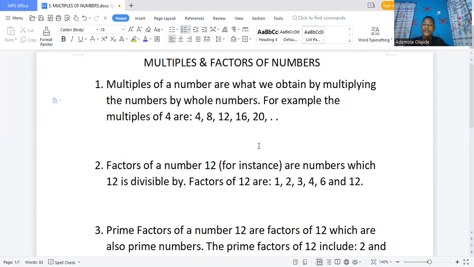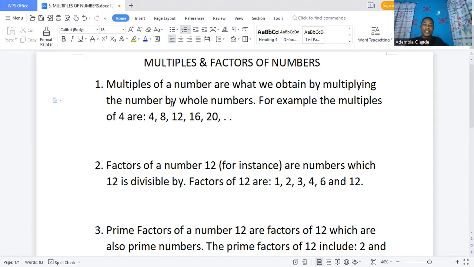When we talk about multiples of a number, for example, the multiples of X are what we obtain when we use whole numbers to multiply X. Like I said, multiples of a number are what we obtain by multiplying the number by whole numbers. For example, the multiples of 4 are, if you say 4 times 1, you get 4.